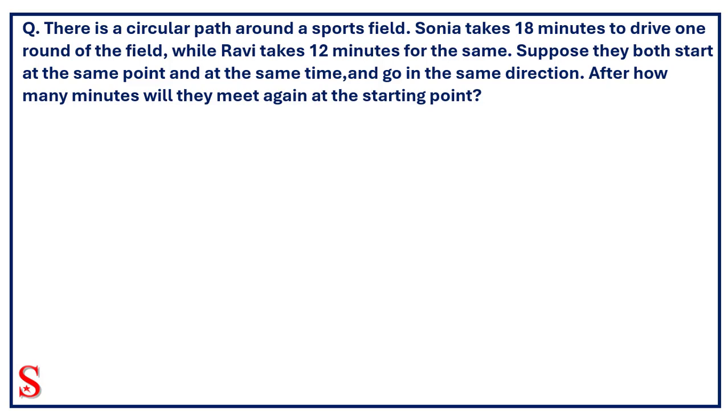Now here what the question is saying is that Sonia and Ravi are both moving in the same direction at the same time. Since they both are moving in the same direction and at the same time, we can use here the LCM method to find out the meeting point, like where will they meet again, the intersecting point. So here let's find out the LCM first. LCM of 18 and then LCM of 12.